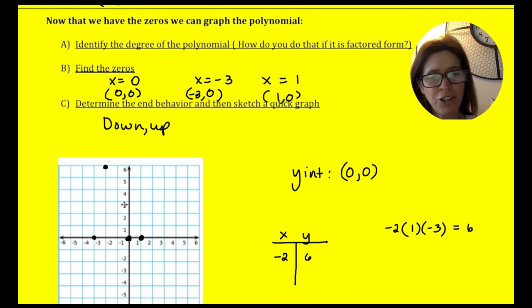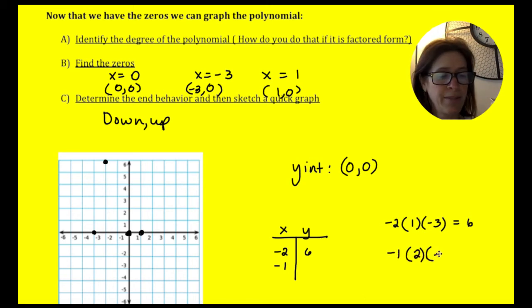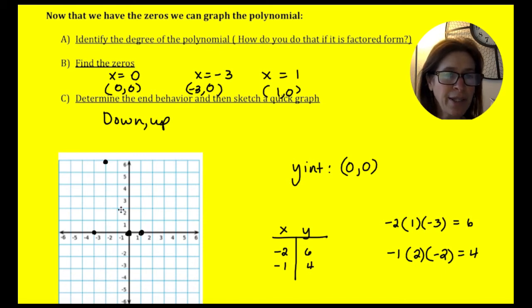Could it go up farther? It sure could, but this again is a sketch. I'm also going to try -1. If I do that, I get -1 times 2 times -2, which gives me 4. So if I want to, I can use what I know about inputs and outputs and functions to find other points on the graph. Do you have to every time? No, certainly not. These are sketches. We really want to just see what's happening, but could you? Yes. Could I find a point in between here? Sure, I could plug in 1/2 if I wanted to.